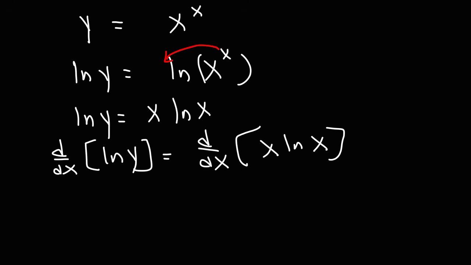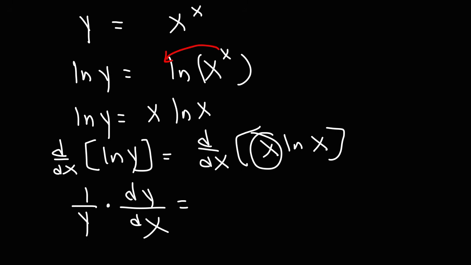Now we know that the derivative of ln x is 1 over x. So the derivative of ln y is going to be 1 over y. Now notice that we're differentiating y with respect to x. So when you see that, you need to add dy over dx. This is basically implicit differentiation. On the right side, we need to use the product rule. So we're going to differentiate the first part x, which is 1, and leave the second part by itself. And then we're going to leave the first part by itself, and then differentiate the second part. The derivative of ln x is 1 over x.